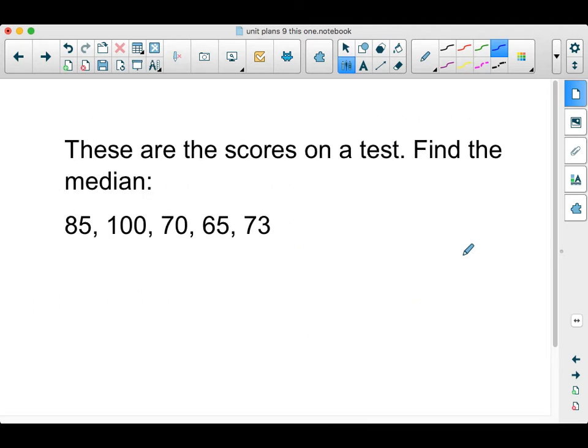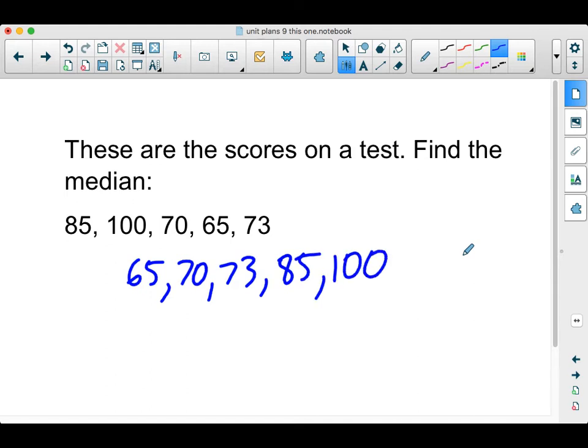Okay, let's look at another one. Here are the scores on a test. Find the median. So the first step we have to do always to do median is order them. So I'm going to order them from least to greatest here. So 65, 70, 73, 85, 100. And then I just have to find the middle number. Well, there's 2 on each side of this one, so 73 is the middle number. It's the median.